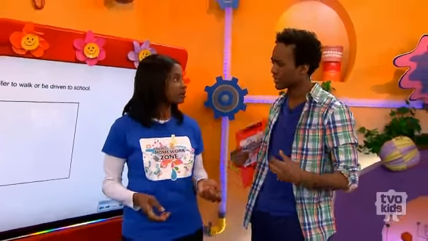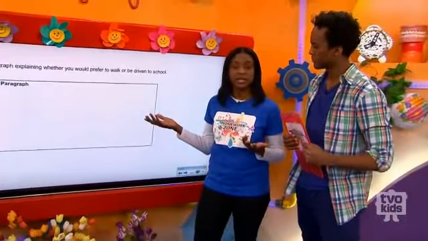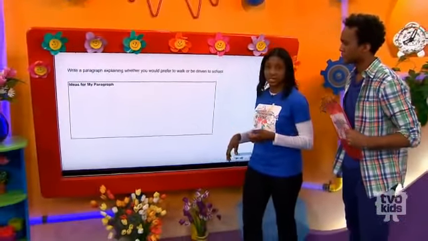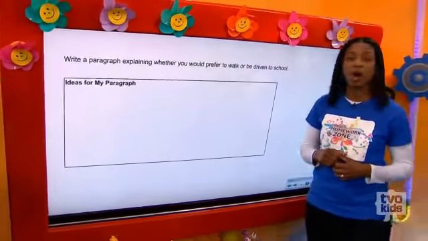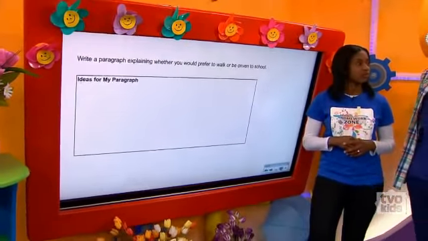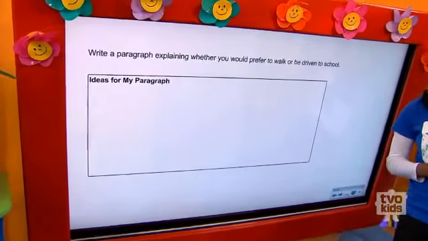The writing process. What does that entail? Okay, so on the test, there's going to be a separate section, and they'll ask a question such as the one that's here, where it says, write a paragraph explaining whether you would prefer to walk or be driven to school. I see. Okay, and so then this just says ideas for my paragraph, so this isn't the paragraph yet.